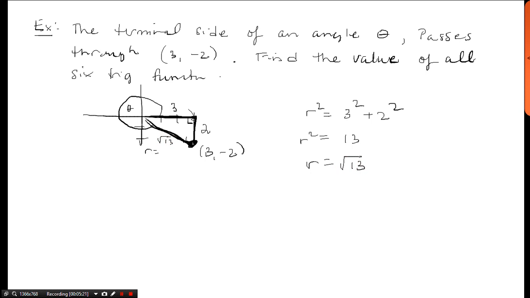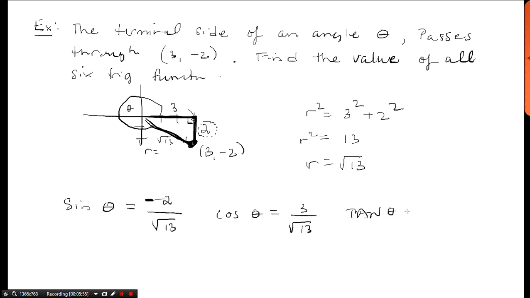So now we know that the sine of this terminal angle theta is the opposite. Now notice this 2 is down. So even though this is a physical measure of actual 2, it's in the fourth quadrant, where the y is negative. So this 2 should be a negative 2 as opposed to just a regular old 2 over the square root of 13. Cosine of theta would be 3 over the square root of 13. Tangent would be the sine over the cosine, which ends up being negative 2 over 3.